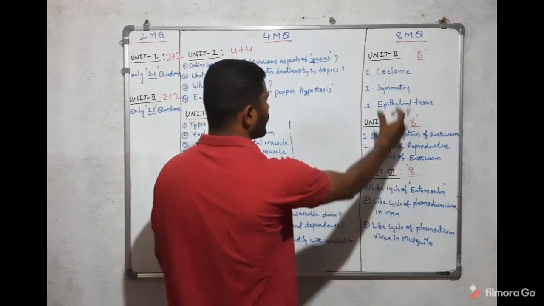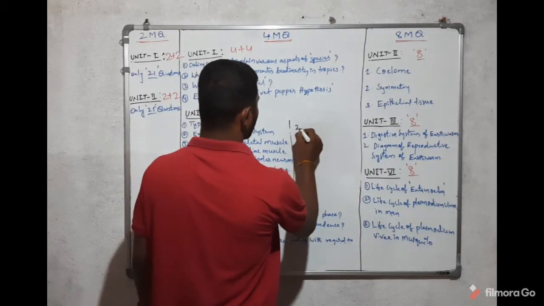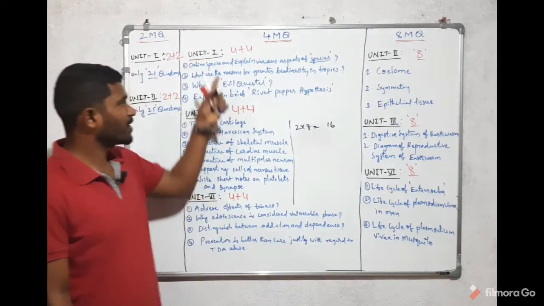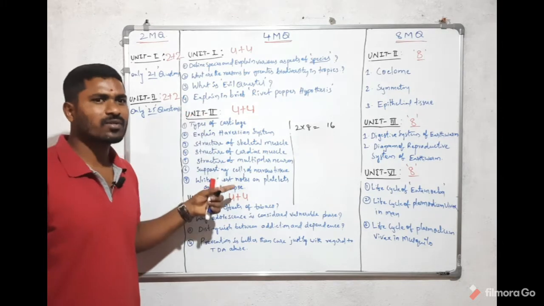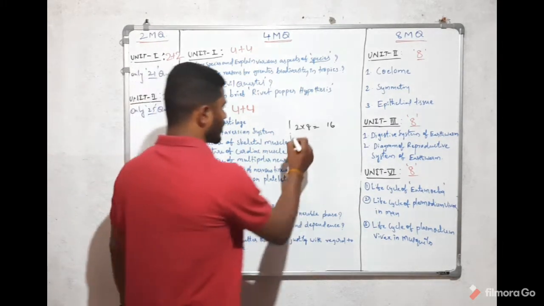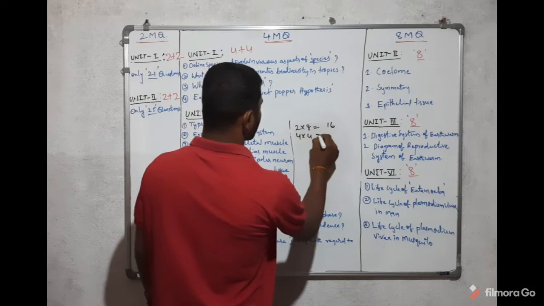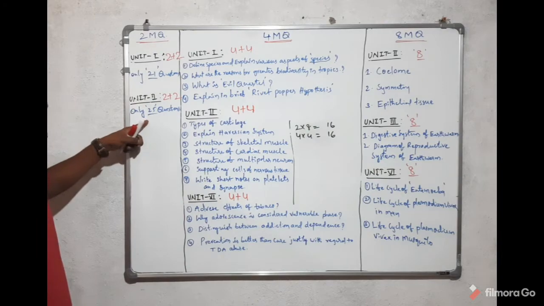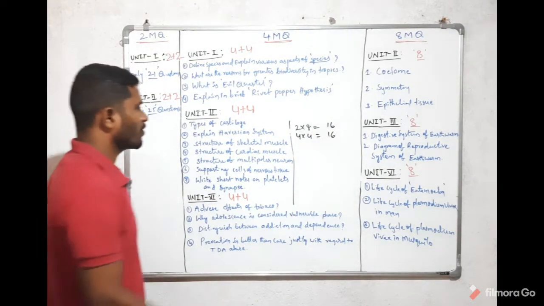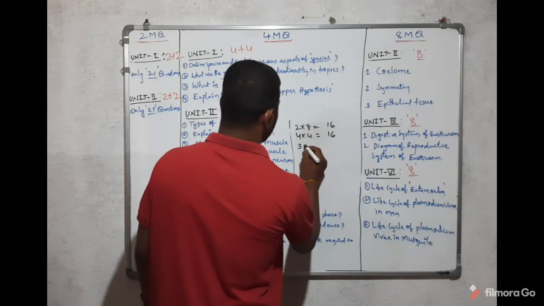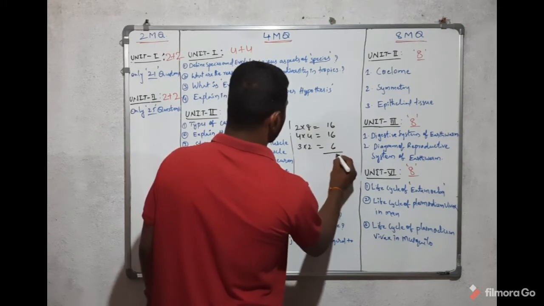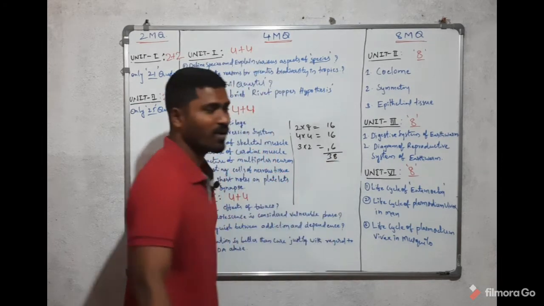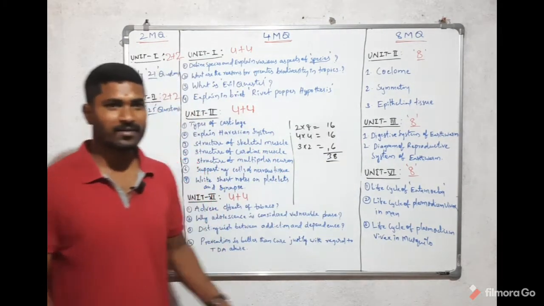When you answer the 2 8-marks questions, that means 2 into 8 is 16. When you answer at least 4 marks questions asked from these, 4 into 4 is 16. When you answer at least 3 2-marks questions, it is 6 in total. So it is 38 marks. You will get 38 marks.